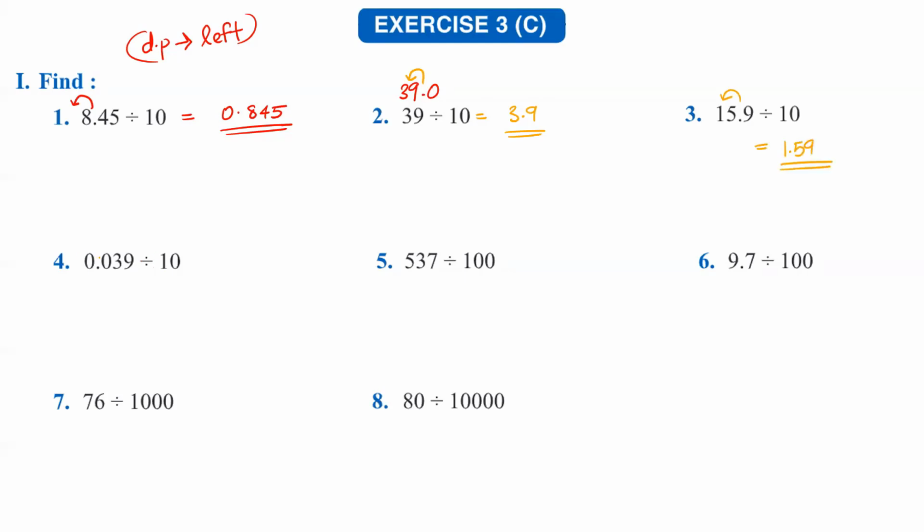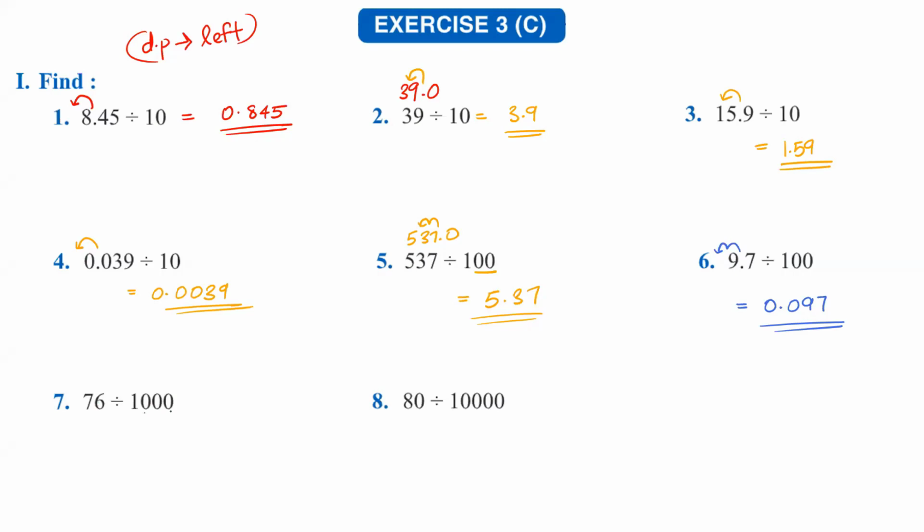Then here the decimal is already there, with 3 decimal places. Again shift towards the left one time. So the answer will be 0.0039. Then 537, which I can write as 537.0. Shift it by 2 decimal places. So the answer you will get is 5.37. Now 9.7, shift 2 decimal places, you will get the answer as 0.097.